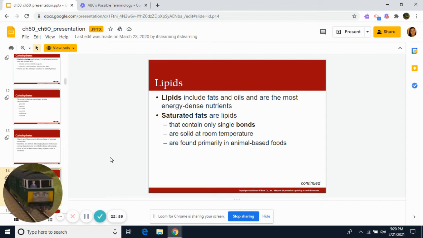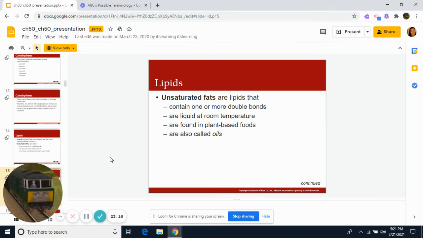Lipids, which include fats and oils, are the most energy-dense nutrients. Saturated fats are lipids that contain only single bonds, are solid at room temperature, and are found primarily in animal-based foods. Unsaturated fats are lipids that contain one or more double bonds, are liquid at room temperature, are found in plant-based foods, and are also called oils.